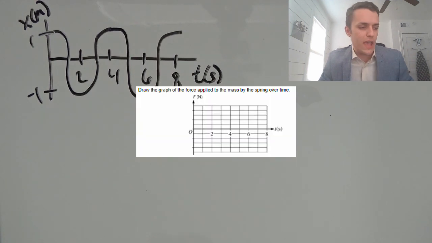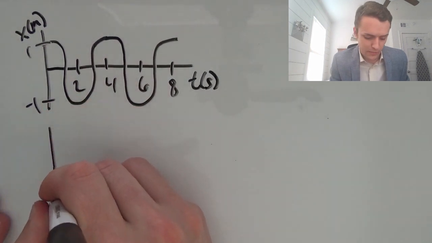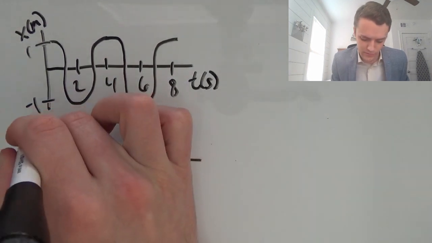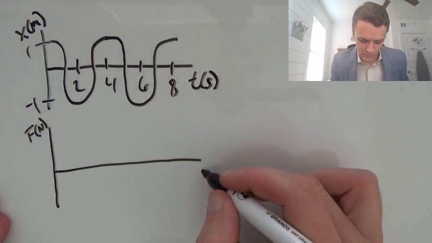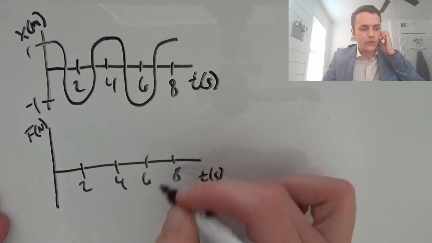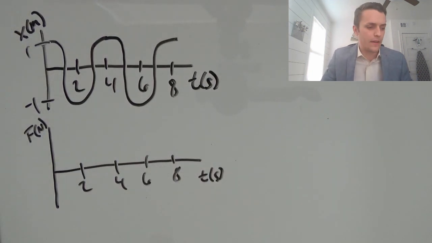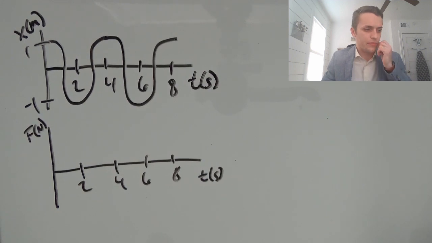Our first graph is the force applied to the mass over time. So I'll copy down those axes, and then we can think about force as measured in newtons. 2, 4, 6, 8. Okay. So we're trying to figure out the shape of our force graph first. So it's going back and forth, right? And it's a spring oscillator.